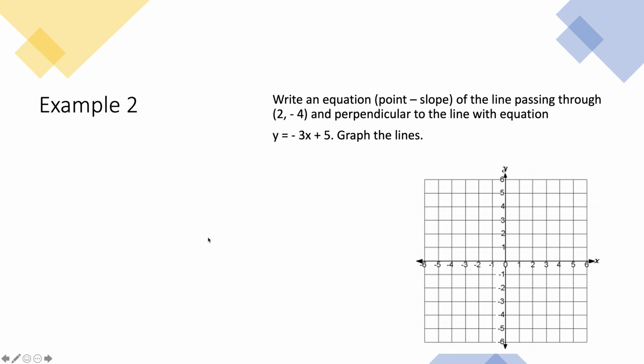Okay, here's the next question. Write an equation, point-slope, of a line passing through (2, -4) and perpendicular to the line with the equation y equals -3x plus 5. So this time we are going for perpendicular.